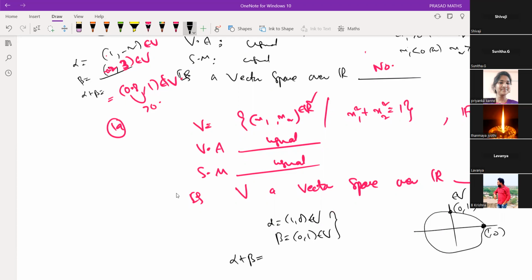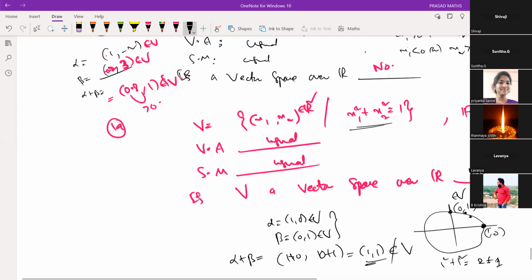What is alpha plus beta? 1 plus 0, 0 plus 1. Nothing but 1, 1. Is it an element of V? No, right? In order to say that something in R2 is an element, it should be in the circle. Is it an element of the circle? No. This is 2, 2, not equal to 1. Therefore, it does not belong to V. Therefore, it is no. Is it clear?